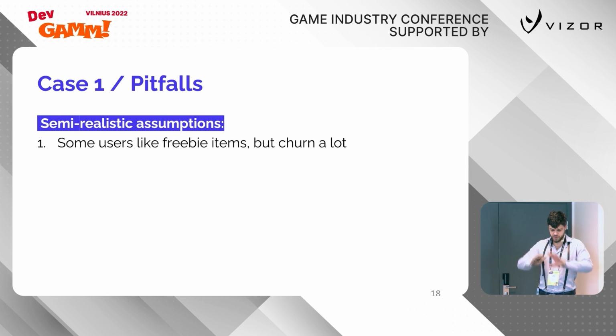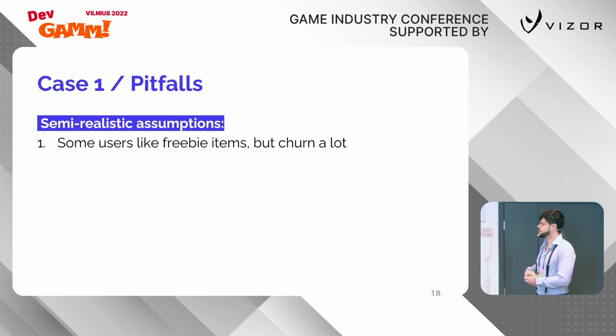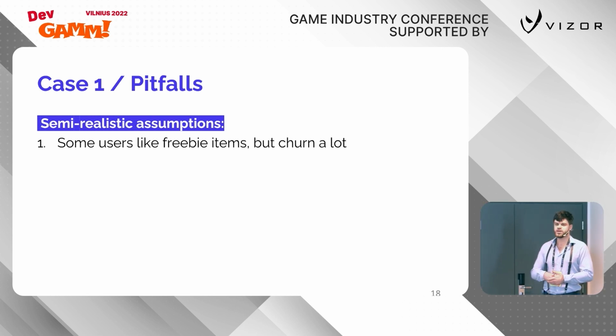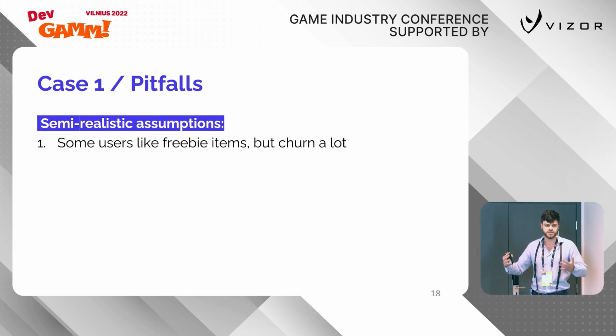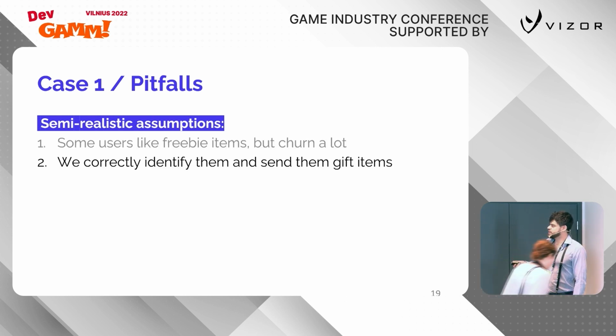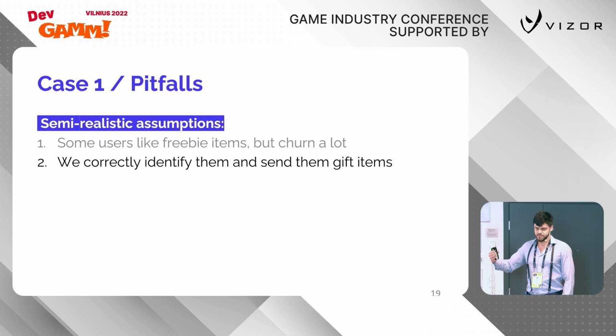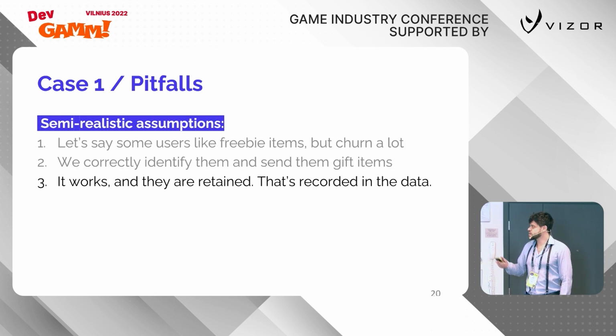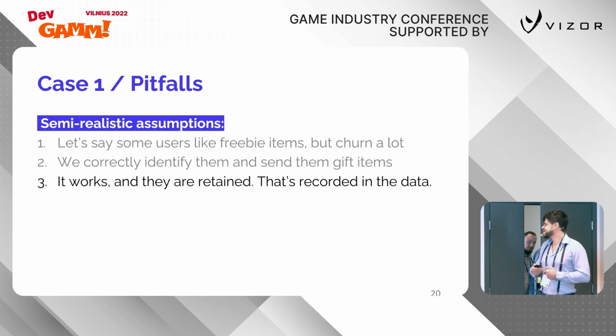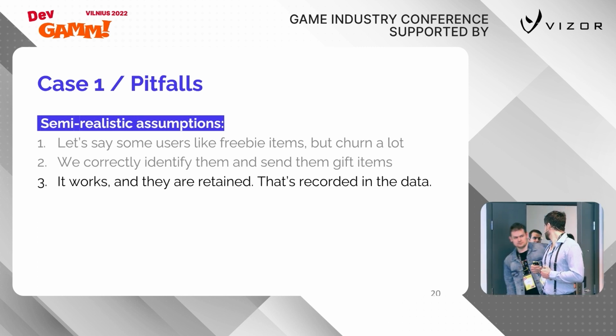Let's assume that we had built this churn prediction model, that it works, it predicts very well, it has very high accuracy, and we have some players who like these freebie items that we can engage by sending these freebies. Let's assume that we can correctly identify them and send them gifts, and they react, and they are retained. Okay, let's assume that now everything works.